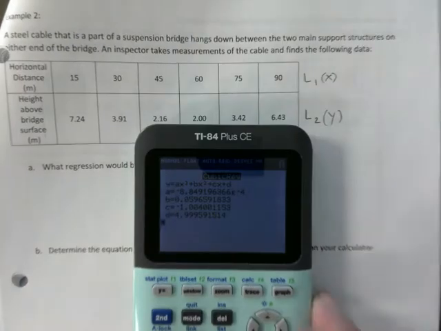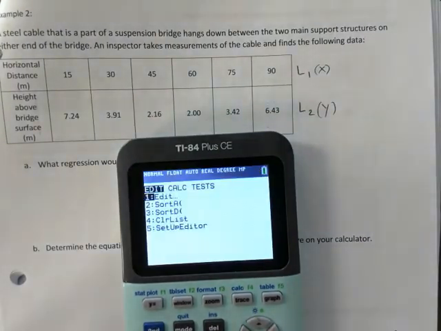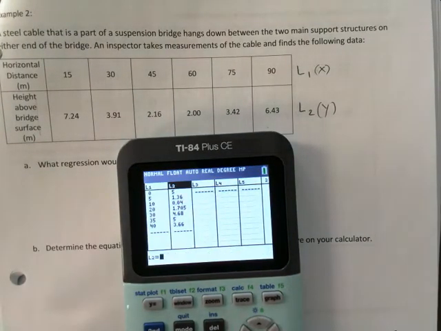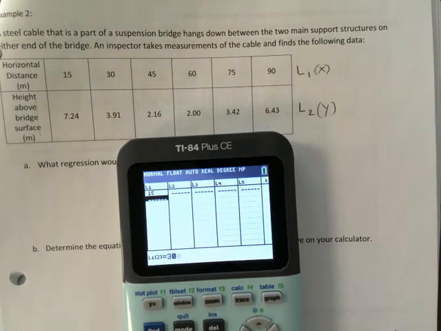So we're going to enter that into our calculator like before. Edit, clear, clear, and the first row is our x value.